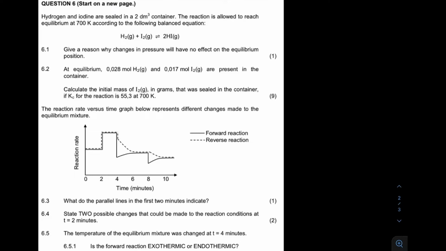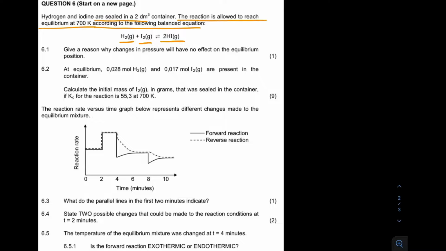Good day, folks. This is another chemical equilibrium question. It says hydrogen and iodine are sealed in a 2 cubic decimeter container. The reaction is allowed to reach equilibrium at 700 Kelvin according to the following balanced chemical equation. Here's the balanced chemical equation: hydrogen gas reacts with iodine to produce hydrogen iodide gas.